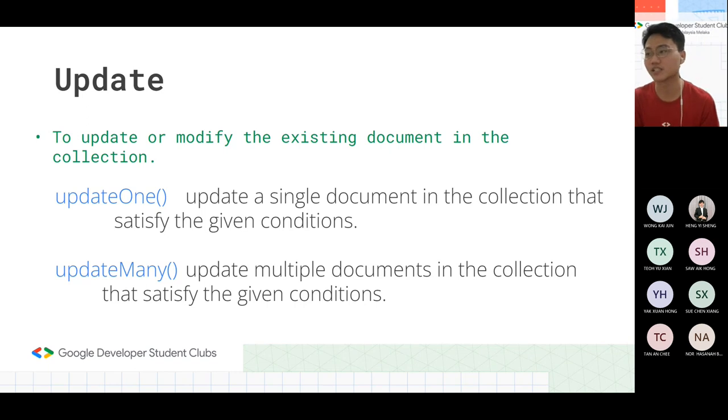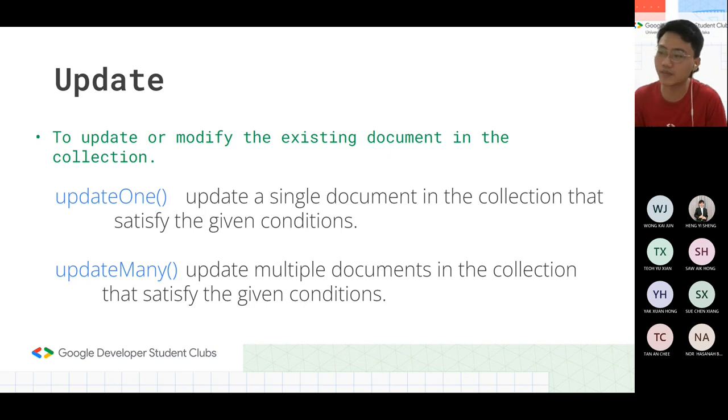The first one is update one. The function updates a single document in the collection that satisfies the given conditions. Satisfying the given condition does not always mean just matching the username. You can also match a condition such as age is over 50, and then you can change its status from young to old or something.